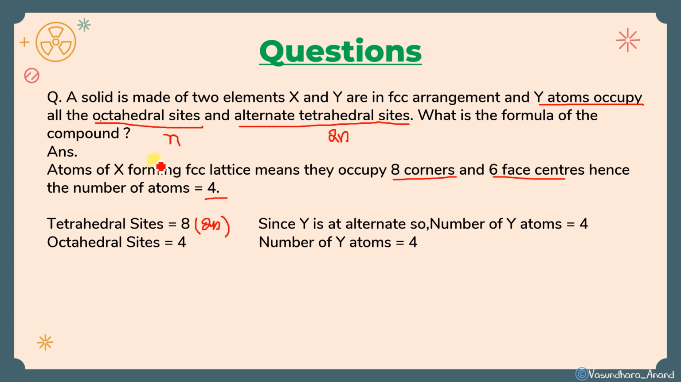So for the number of Y atoms, because Y is present at the octahedral sites as well as the alternate tetrahedral sites, how many are there in octahedral? 4, that I have written. And how many in alternate tetrahedral? Total tetrahedral is 2n, but if I am talking about alternate tetrahedral, it will be 4. So how many Y atoms do we have in total? 8, isn't it? 4 and 4, 8. And how many X? 4. So what will be the formula? X4Y8, or we can say XY2. Yes, got it? It should be like this.